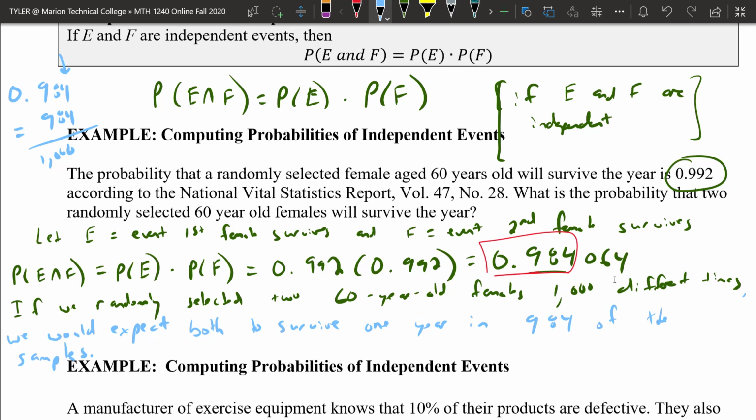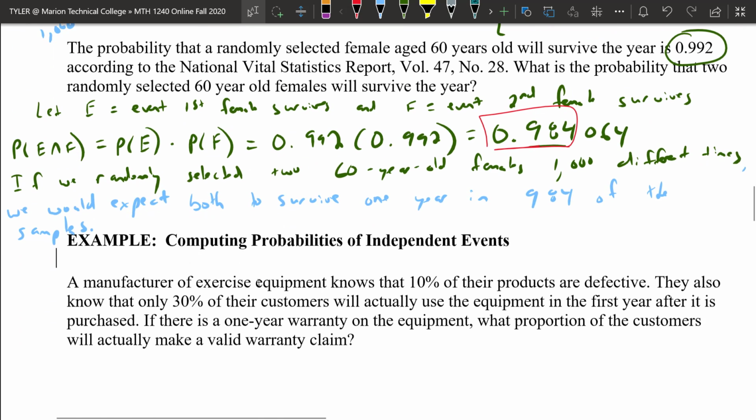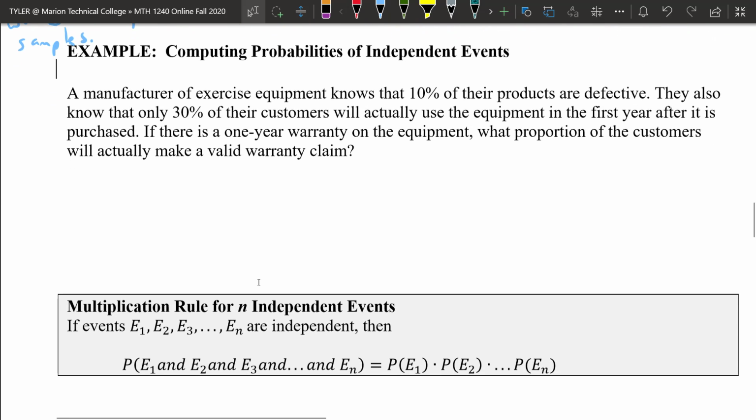Right? Because 984 of 1,000 is 0.984, which is our probability rounded to 3 decimal places. So it just gives you an idea for what that number represents. So then the next example is about computing probabilities of independent events.